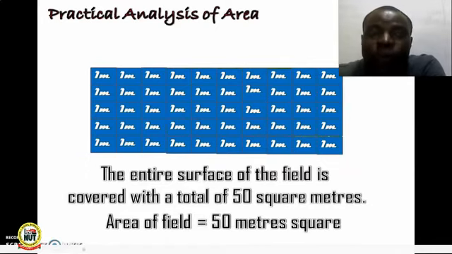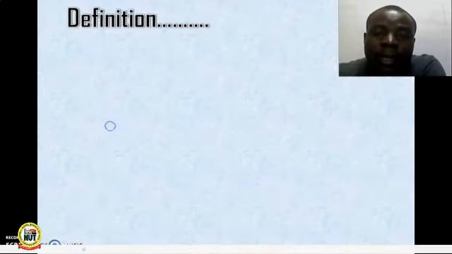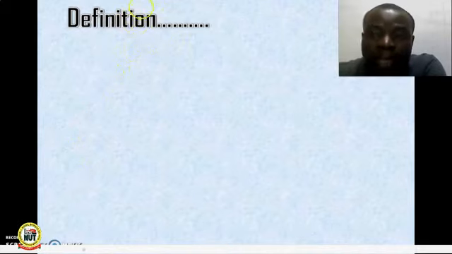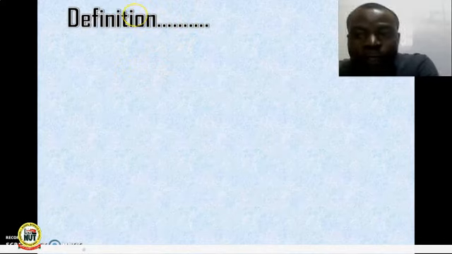So, based on what you have done, who can now explain to us or define the term area for us? Who can tell us the meaning of area or the definition of area? Okay. So, quickly write down your own definition, because I also have my own definition that we are going to share as well. So, quickly write yours down.